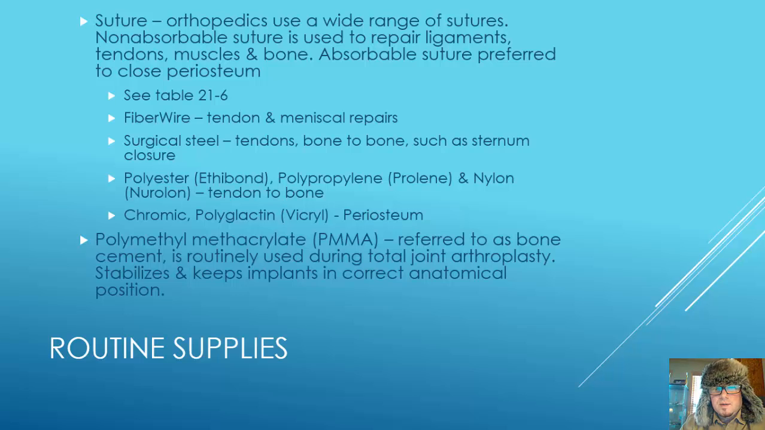Polypropylene is Prolene. That's the blue stuff. And just like fish line, it's smooth, synthetic. Nylon, sometimes used for tendon to bone. Chromic and Vicryl on the periosteum, absorbable sutures. We want that to absorb. And we talked about bone cement already.